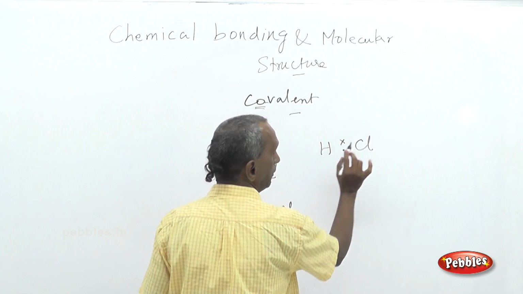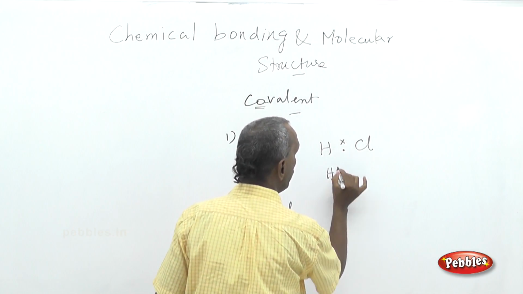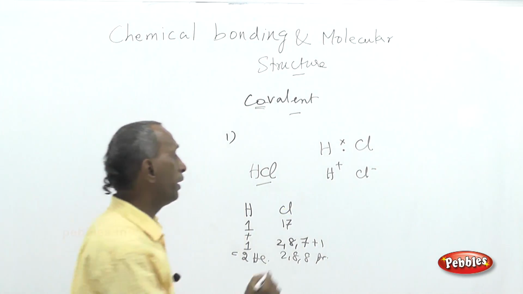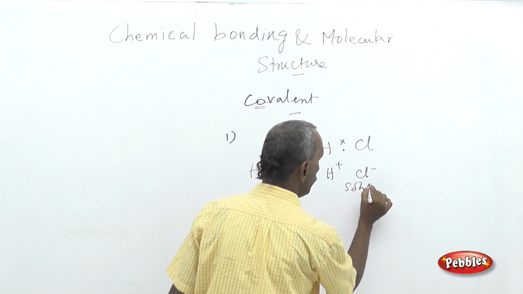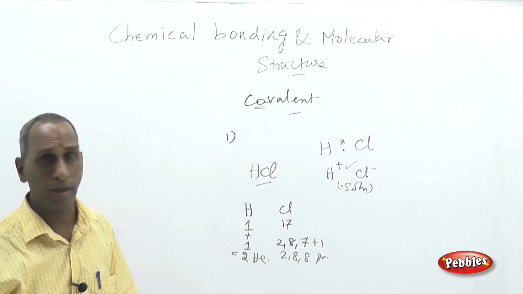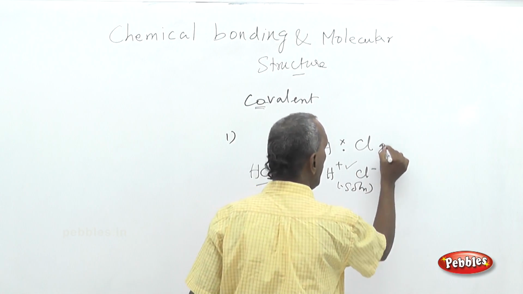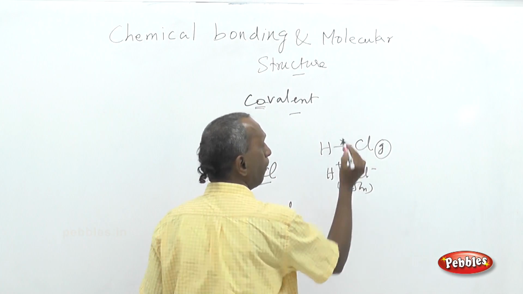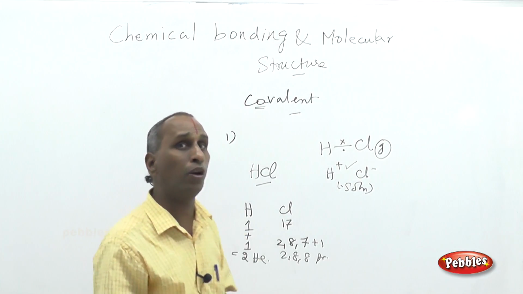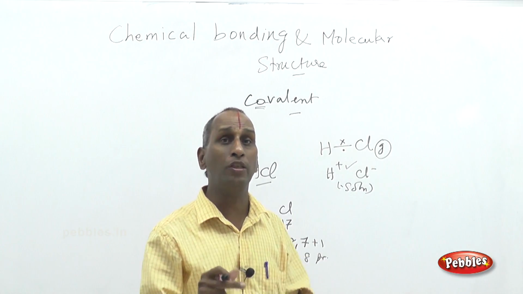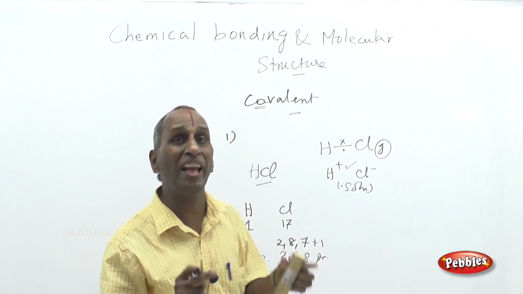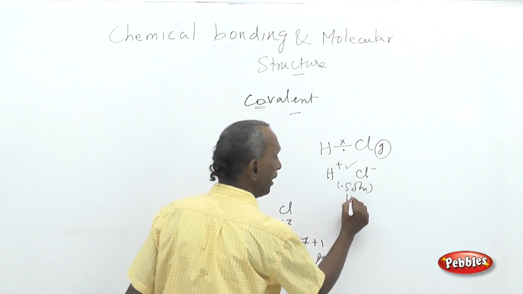So this is hydrogen chloride, but sometimes we will write it as H plus and Cl minus. In solution, when it is dissolved in water, it exists as H plus and Cl minus. If it is not dissolved, it exists only as a gas, and it is only a covalent bond. So the linkage between hydrogen and chlorine is covalent, more covalent in the gas phase and more ionic in the aqueous phase. Aqueous phase means dissolved in water.